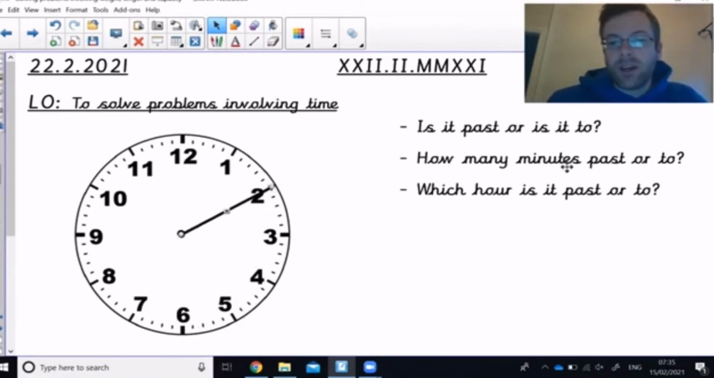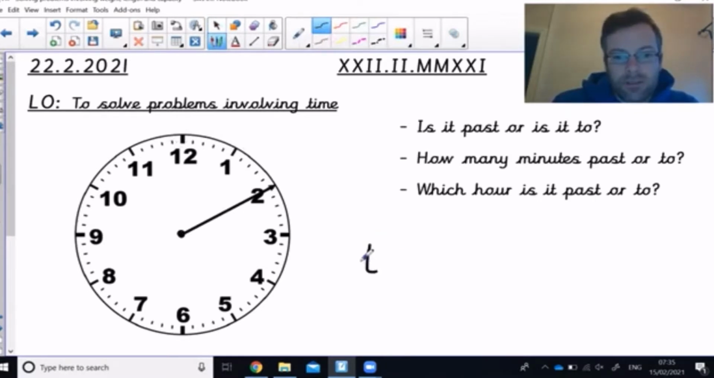Then the next thing we work out is how many minutes past or to. And for this, we don't worry about these numbers because these are hours. It's all going to be going around in fives. So we know that it's something past. Then we count round and see how many minutes it is. So it's 5, 10. So it is 10 past something. This time is 10 past something.